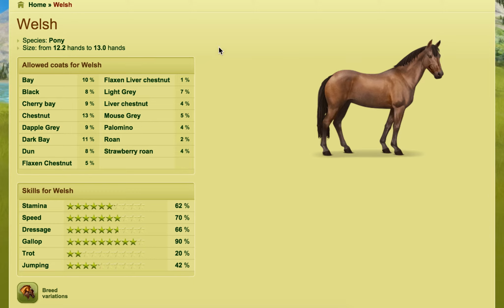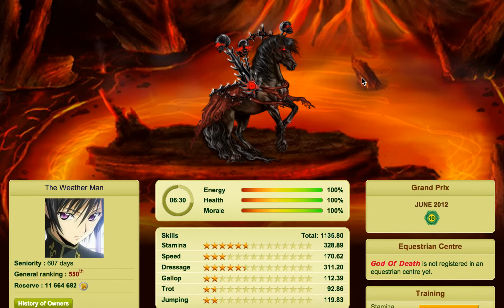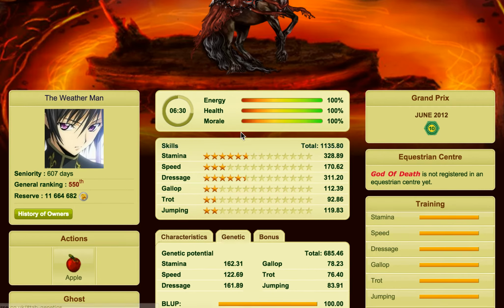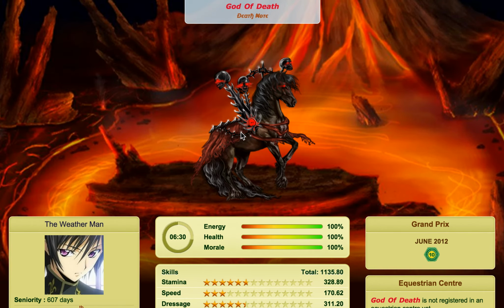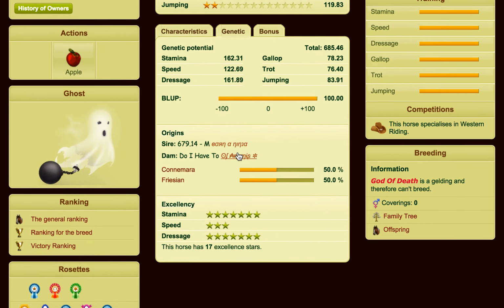So I'm just going to go to one of my favorite crossbreds that I ever produced. This one was, I think, a Frisian and a Connemara cross, as far as I remember. Yes. And it won the Grand Prix back in 2012. Really long time ago. And with this, you can see, now this is a half and half crossbred. So basically it's half one breed and half of another. And you can go for crossbreeds that have loads of different ones.